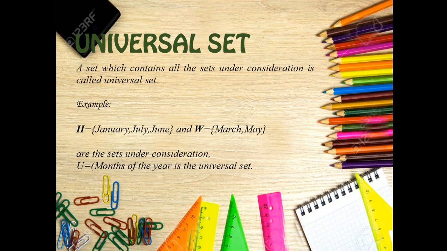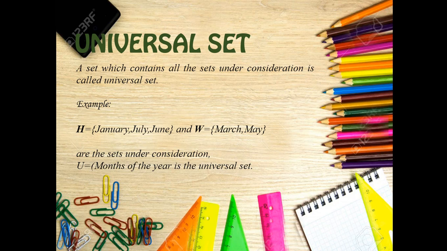Universal set. What is the universe? As the name indicates, if we talk about the universe, all the things will come in it: our planets, our solar system, our galaxies, everything. So a set which contains all the sets under consideration is called a universal set.